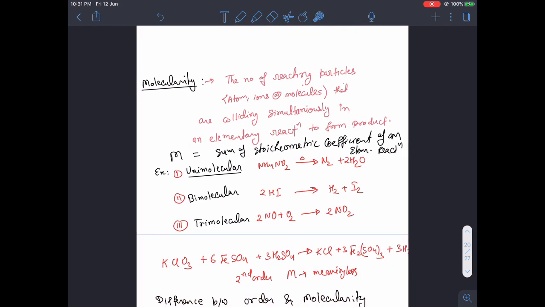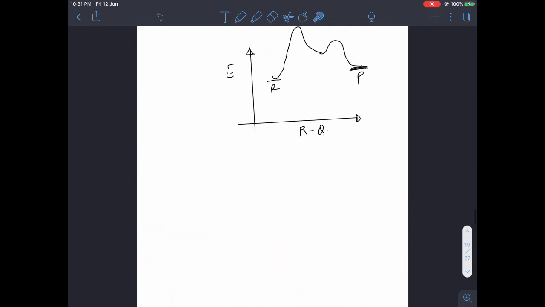Now, sir, that means molecularity is defined only for elementary reactions. Yes, it is true. Molecularity has meaning only for elementary reactions. Then what about complex reactions? Now, let us come back to the original problem which we had.